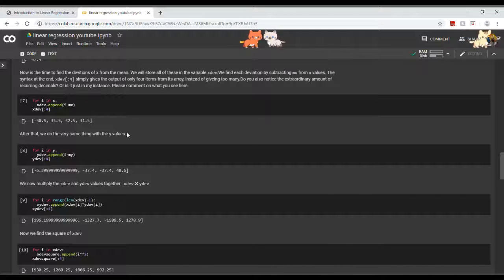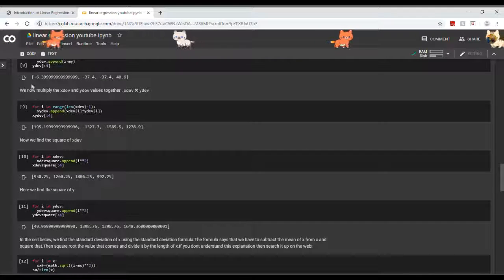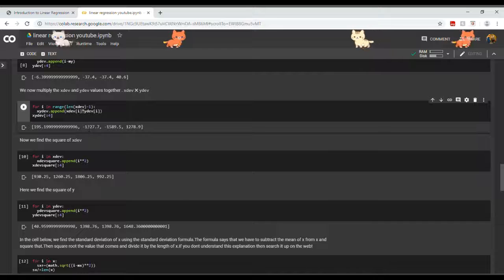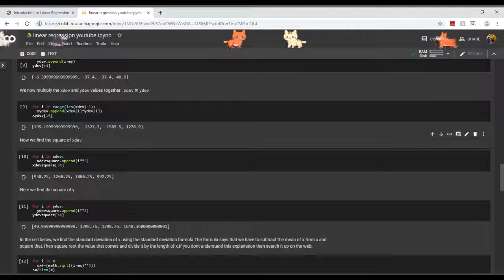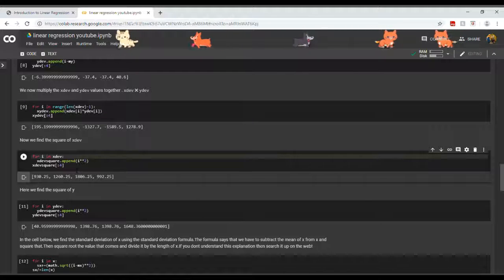After that we do the same thing with the y values, the y deviation values. Now we want to multiply these values to get xy dev. The one that I was so confused about is finally understood. The truth has come out again. Python never lies. Python, not BS. That doesn't rhyme. Let's think of something. No, I just can't think of any other rhyme to do with Python.